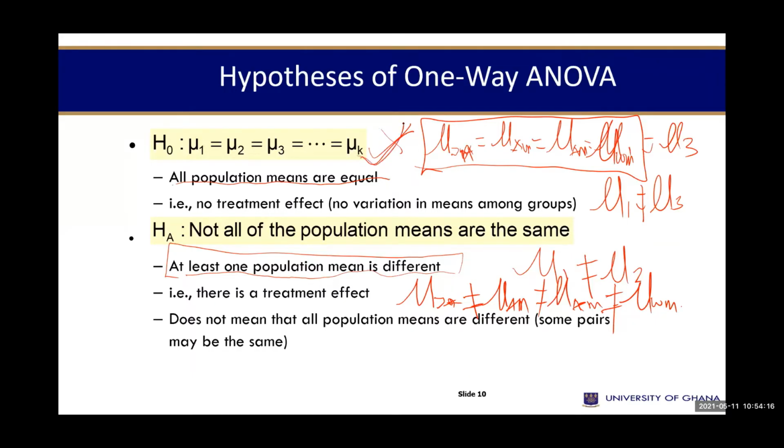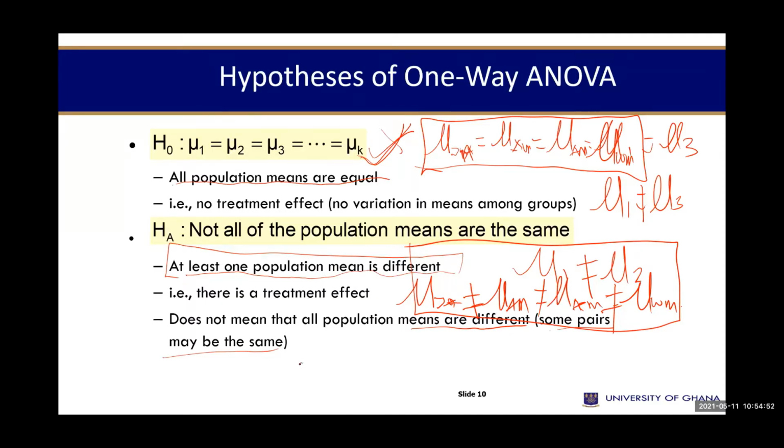So if we reject the null hypothesis, this now says that indeed the sales volumes are not the same. Then the question is, if all of them are not the same, can we identify specifically which shopping mall's sales volume differs from the others? It does not mean that all population means are different. It means that some pairs may be the same. So we do pairwise comparison.